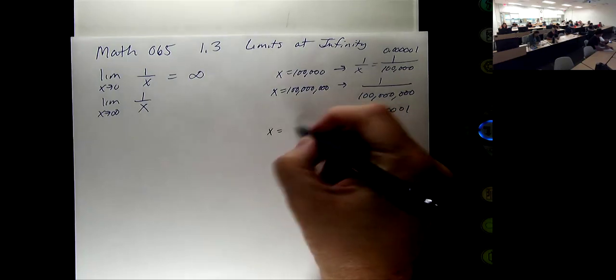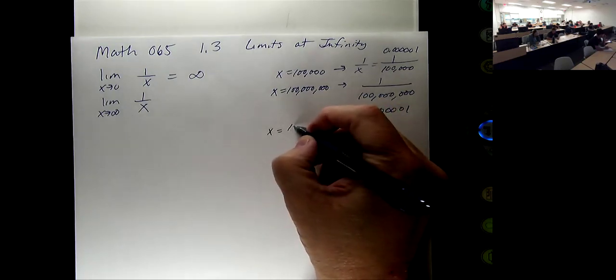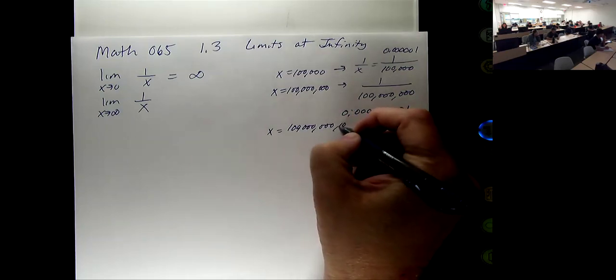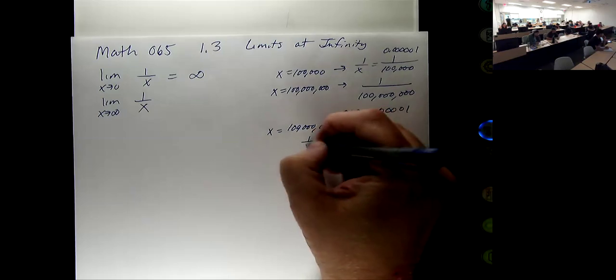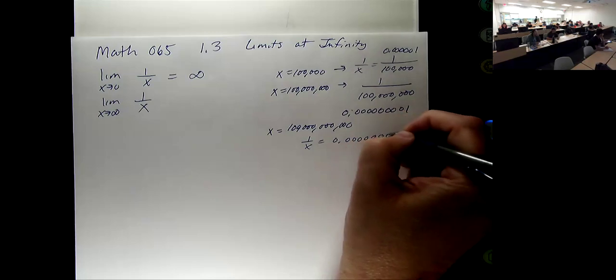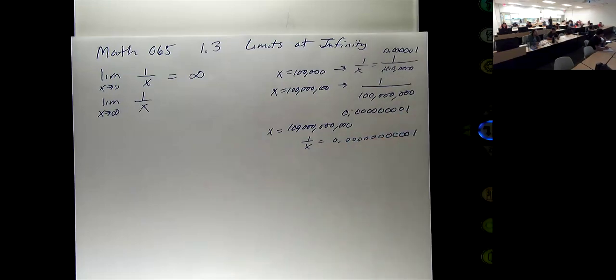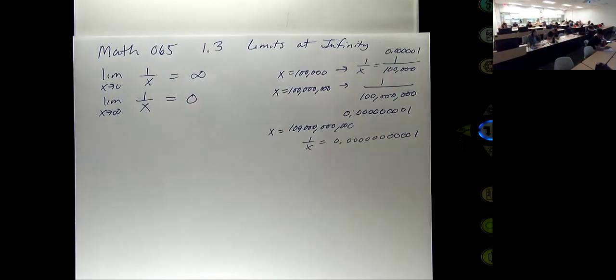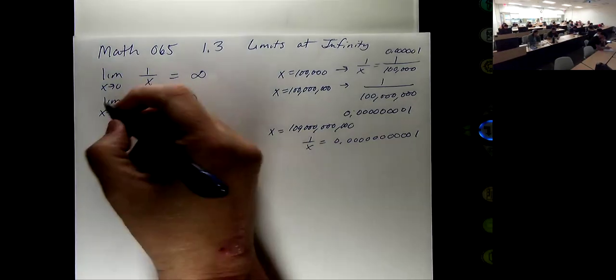x equals, like, 100 billion. 1/x is getting even smaller. There's a lot of zeros here at this point, I'm not even counting them. What do we think is going to happen as x goes to infinity? It's going to 0, right? This is getting closer to 0. Same is true with negative infinity.